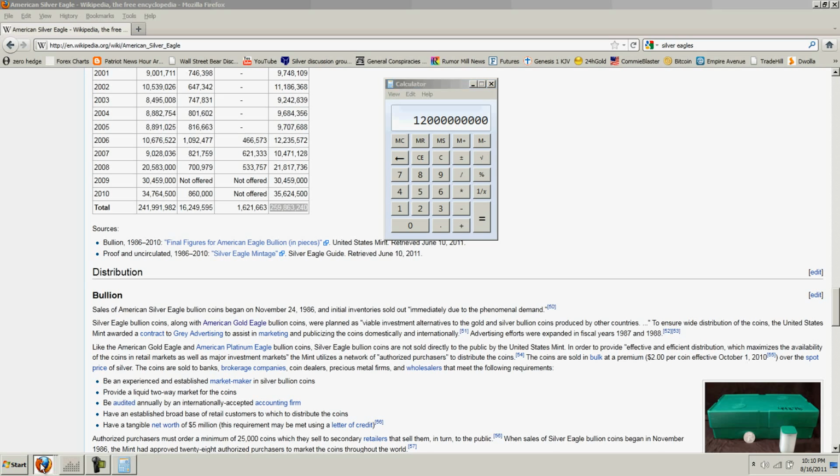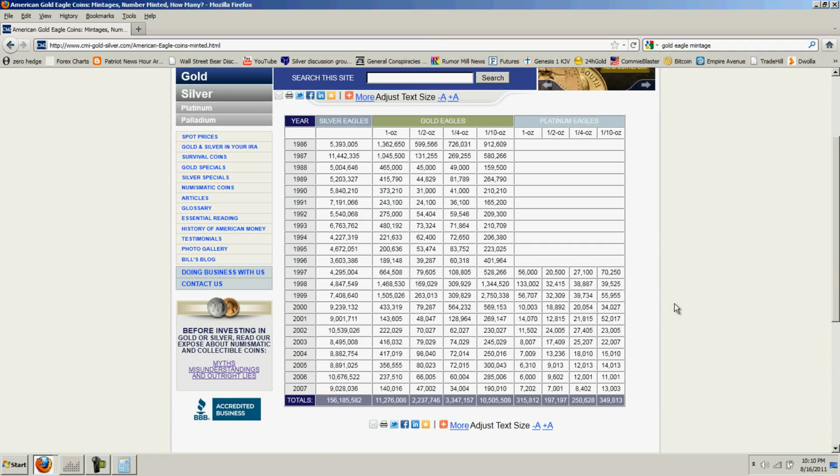So let's jump over to the Gold Eagles, and this isn't from Wikipedia because they don't have the mintage. I don't know why. This has both the silver and the gold. So this is 156. It's roughly twice that. So we'll just take this gold, we'll double it. We're just guesstimating. So we're going to say there's 20 million Gold Eagles.